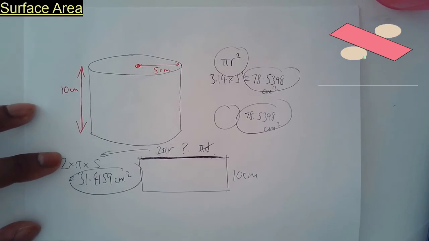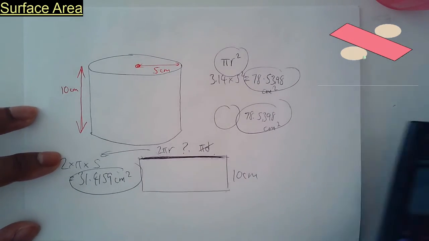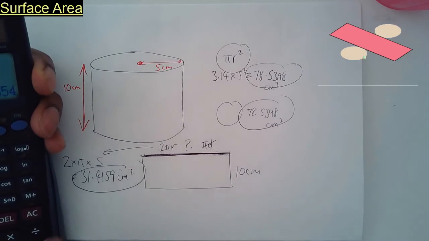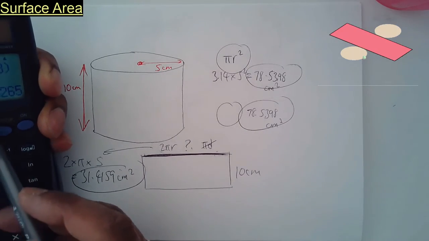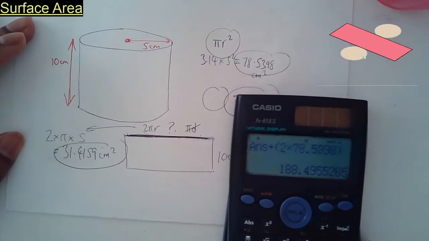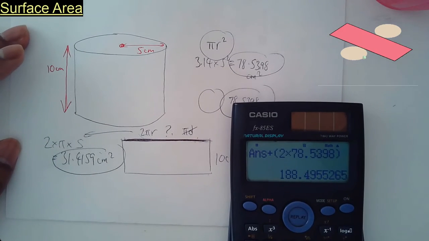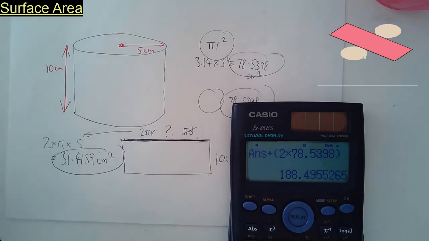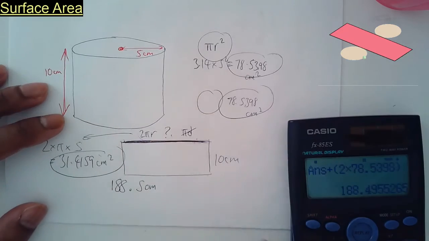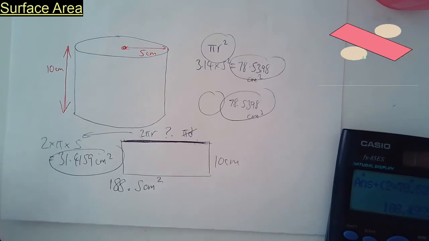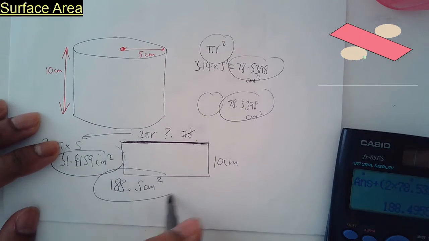To work out the total surface area then, I need to add all 3 numbers. Already got that. If I round that, I can round it to 1 decimal place. That would be centimeters squared. Remember, not volume, not centimeters cubed, because we're trying to find the area. That's the answer.